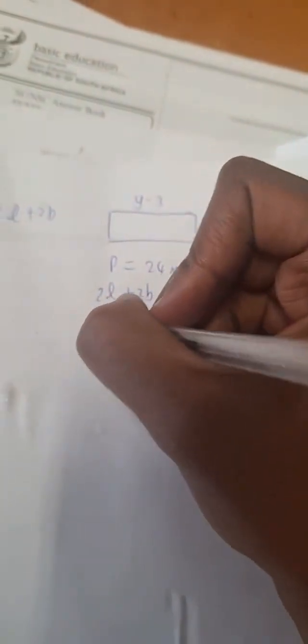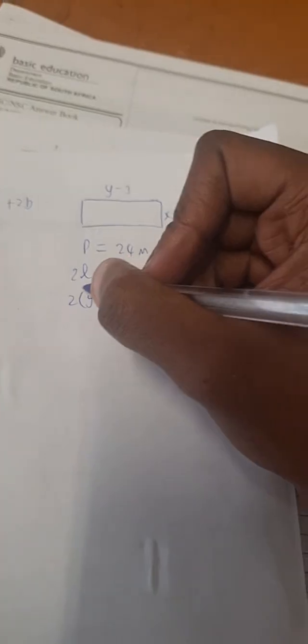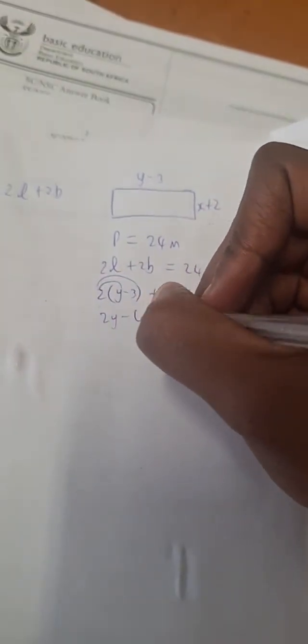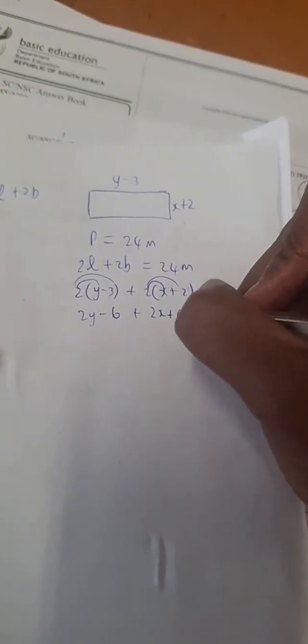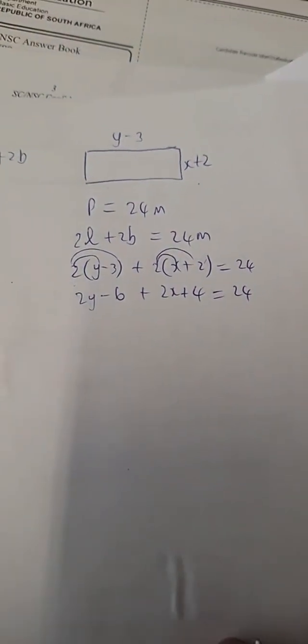So in the place of the length, let's just substitute y minus 3. In the place of the breadth, let's substitute x plus 2, which will be 24. We set up the equation. 2 times y is 2y, 2 times negative 3 is negative 6, plus 2 times x, which is 2x, 2 times 2, which is 4. That is equal to 24.